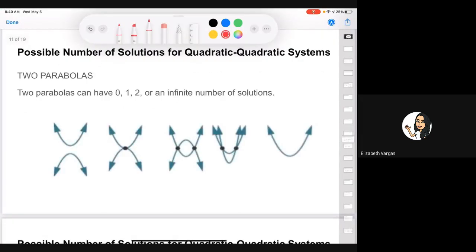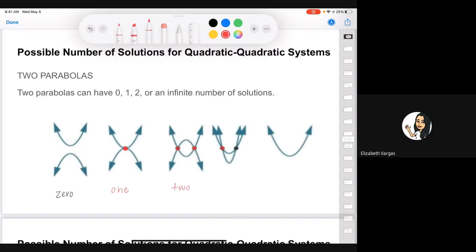Just each of the steps. Okay, so basically what we should be able to do today is to identify how many solutions a graph shows you. And so here's an example. Whenever you have two parabolas, this first diagram would show you 0 solutions because there's no points of intersection. This second diagram would show you 1 solution because there's 1 point of intersection. This one would show you 2 solutions because there's 2 points of intersection.